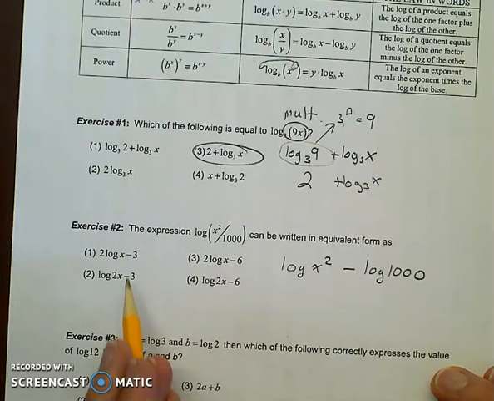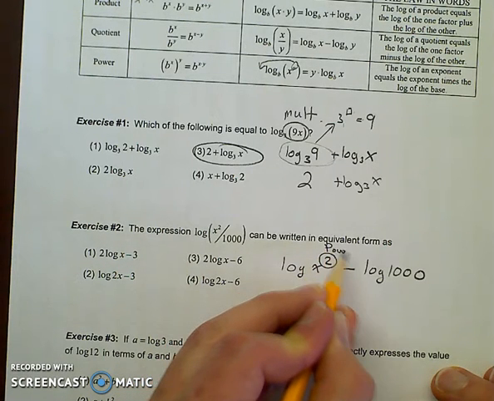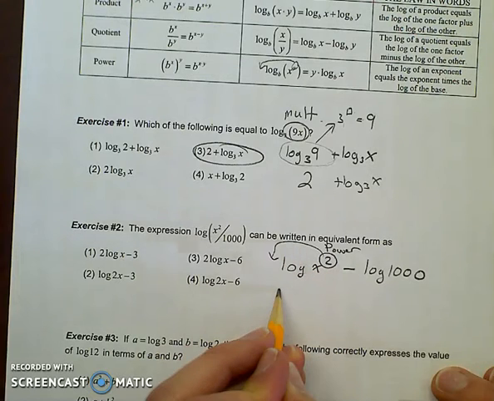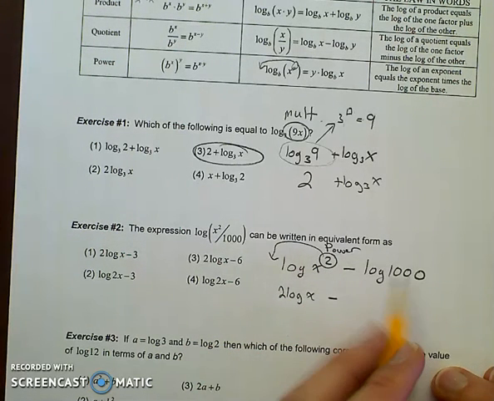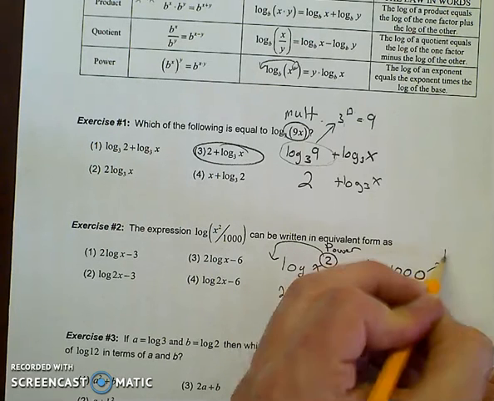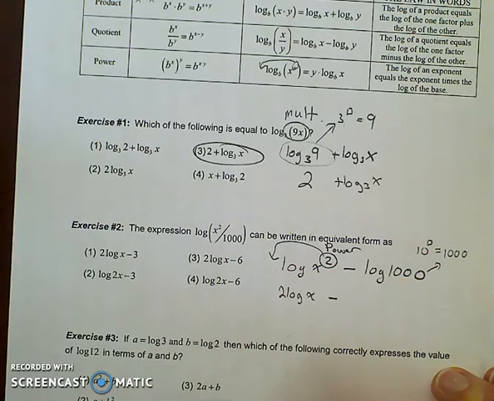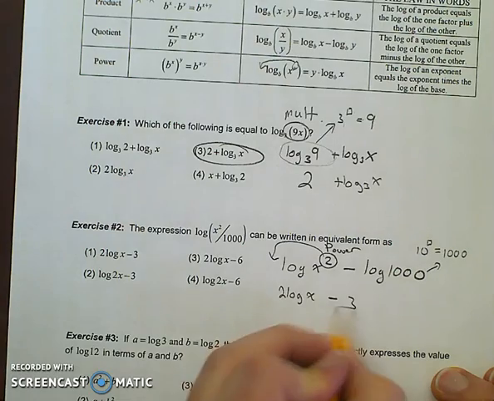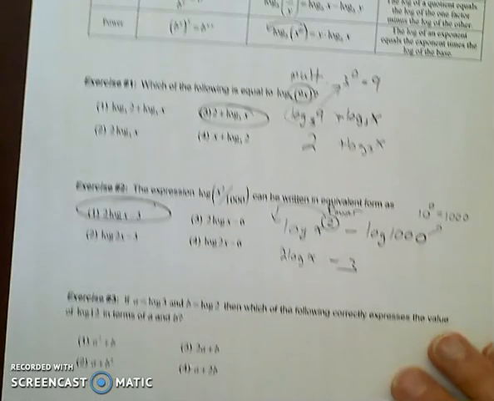Nope, none of them look like that. So what can we do with it? Oh, we see a power. Something erases something, so we can bring that out in front. 2 log of x minus, what is log of 1,000? We're going to evaluate it. 10 to what power equals 1,000? Well, we know that's 3. Hey, there it is. Choice 1.